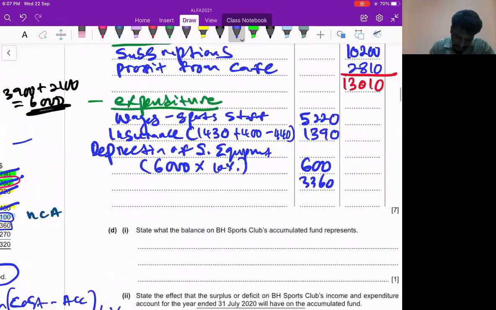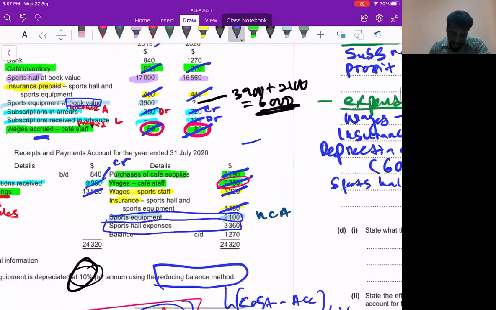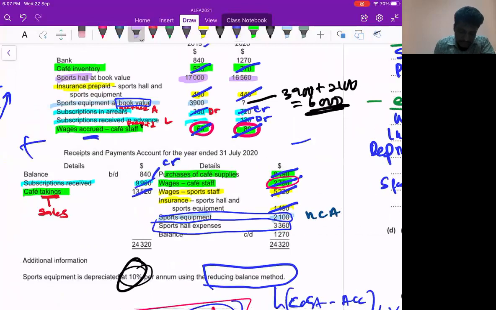So I write here, sports hall expenses. After that, now talk about the sports hall. Okay, sports hall, my opening balance is 17,000. My closing balance is 16,560. So why the value reduced?